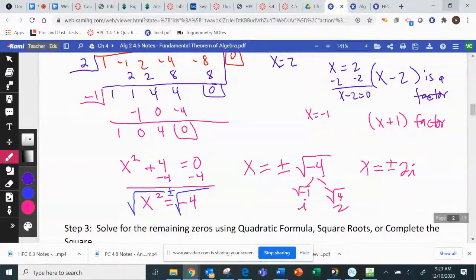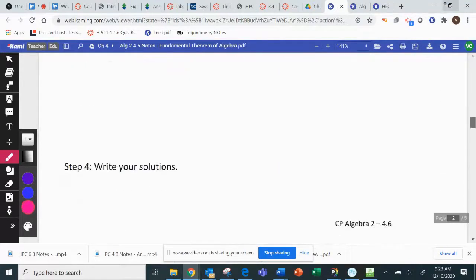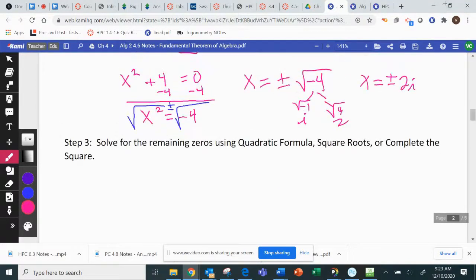So for this one, if we needed to write it in, oh, there's steps for this. Oops. I was trying to fit it in there. If we need to write this as solutions, we would have -1, 2, and then we would have -2i, +2i. I like to just put the imaginary at the end because they don't really go in order. They're not really there, but they are solutions.